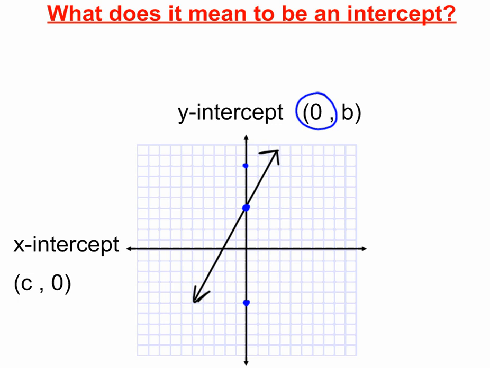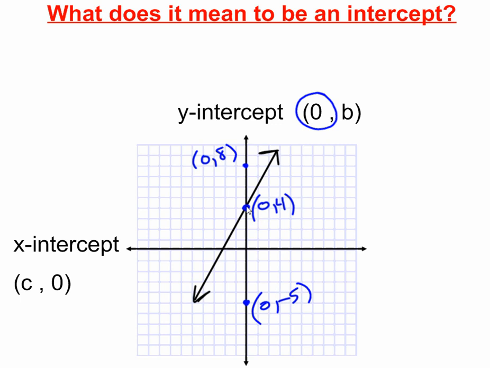In each of these points, this is 0 comma 8. This is 0 comma 4. This is 0 comma negative 5. And 0 comma something is always a y-intercept. And that's going to help us out algebraically when we are finding these x and y intercepts using some algebra. So the intercept is always a 0 comma something when it's the y-intercept.